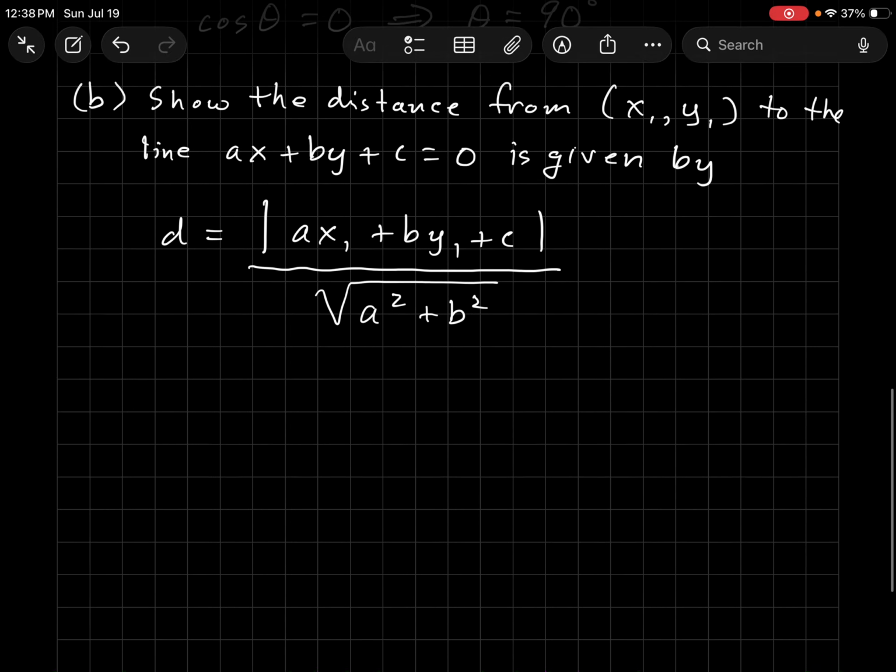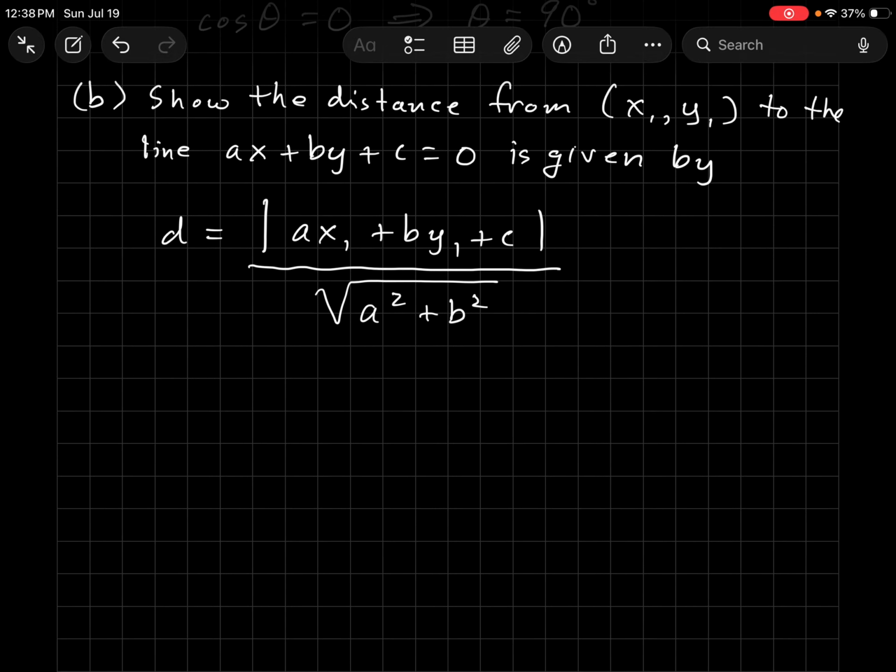Well, let's start by drawing a picture. Just going to draw just a random line. We'll call that the line ax plus by plus c equals 0. And then we're going to have some point off the line. It could be on the line, but we're going to have a point off the line. We'll call it point P, which would be x1 comma y1. And then we're going to draw another point, just a random point somewhere on the line, which we'll call Q. We'll call that x naught comma y naught.